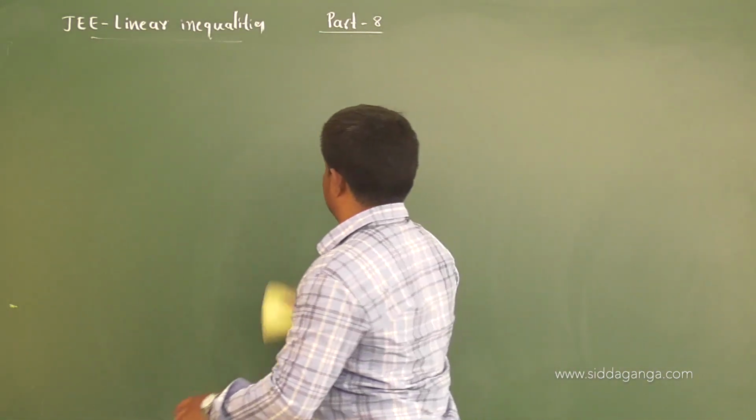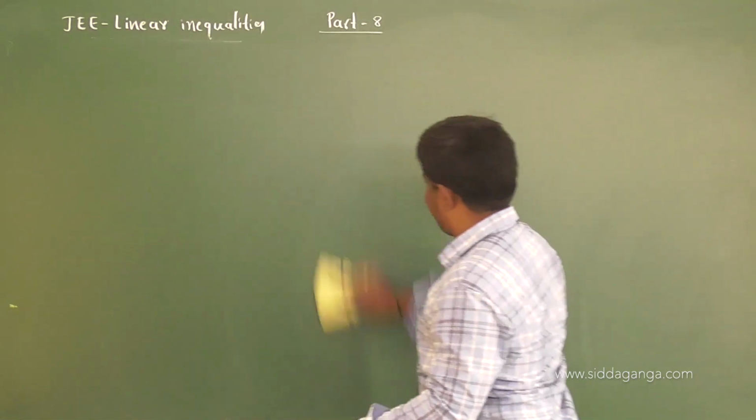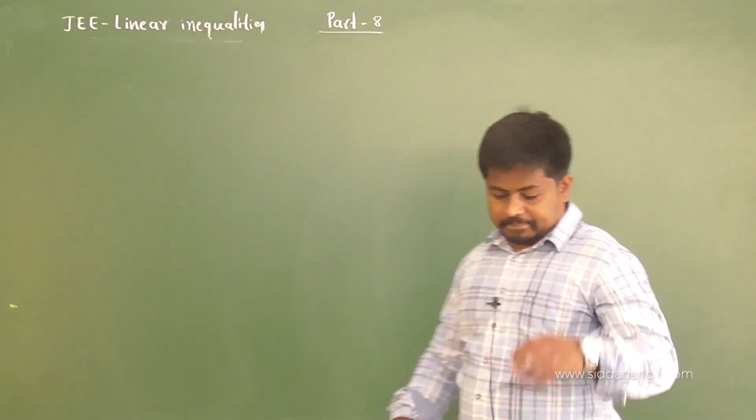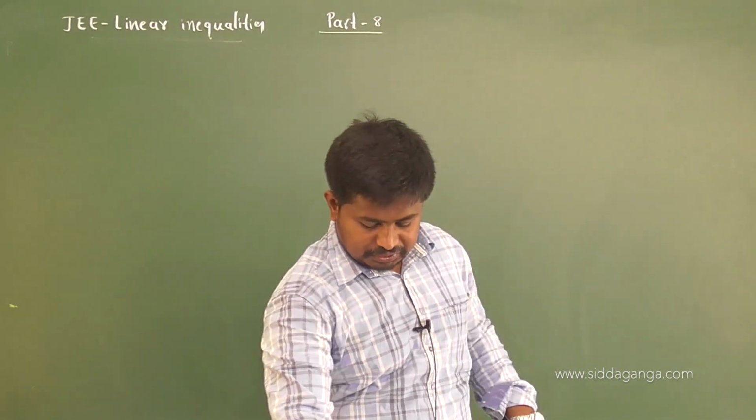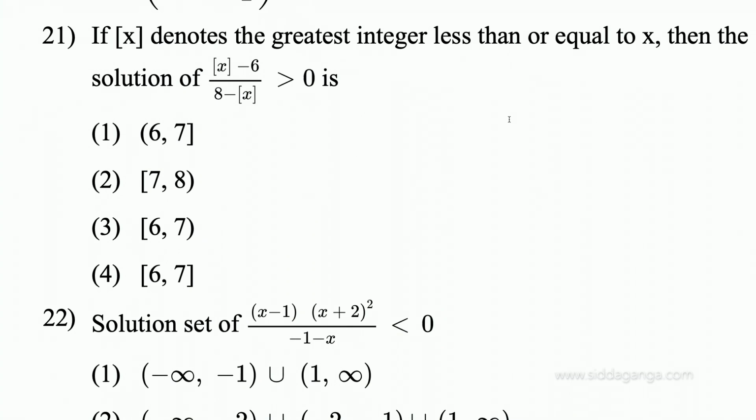Let us move to question number 21. Yes, the 21st is the same as the previous one. I think we have solved this, so let me neglect that. So the solution set will be what? Option 2, 7 to 8, sorry, semi-closed interval, 7 to 8, including 7, not including 8. Okay, this is repeated, right? Let me move to question number 22.